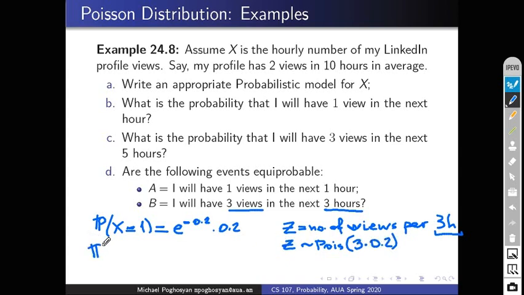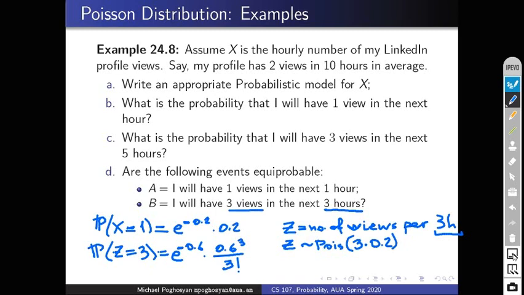And now I'm calculating the probability that we have 3 views in the next 3 hours. So Z is equal to 3. What will be the value of this probability? Because the parameter lambda of the Poisson distribution is 0.6, I will have e to the minus 0.6 times 0.6 cubed over 3 factorial. So let's calculate in R to see which one is larger and if they are equal or not.